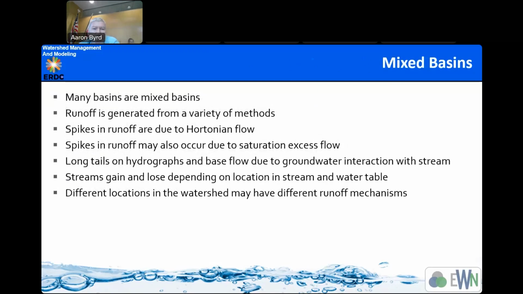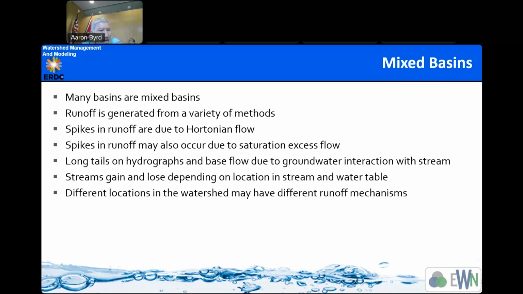So many or most basins are mixed basins, and when you learn hydrology in school, they don't like to talk about this for whatever reason. And so you get runoff generated from a variety of methods. And so you'll see spikes in your runoff, and those can be due to Hortonian flow, or spikes in runoff might occur due to saturated source areas, especially if they're near the stream. So you can see confusing things when you start looking at the data or start trying to model it.